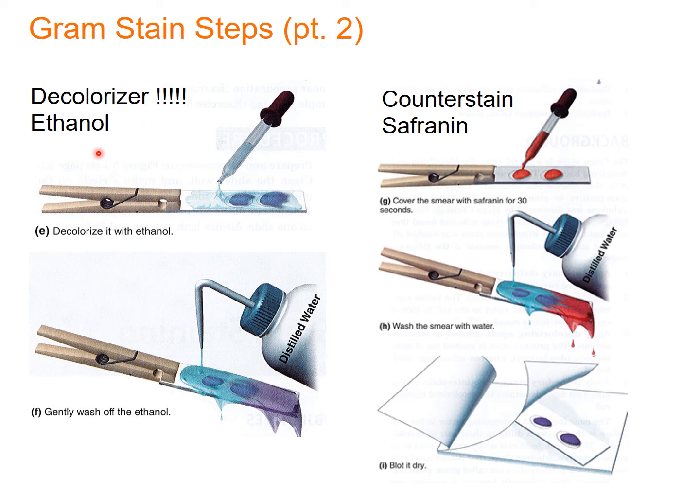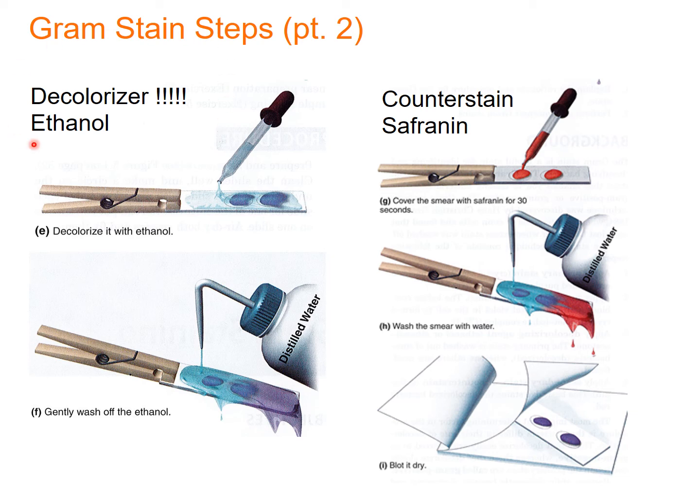Gram-negatives have very little peptidoglycan, so it's pretty easy to wash away that crystal violet, even though it's been cross-linked with iodine. Gram-positive bacteria, on the other hand, have a very thick cell wall, so the iodine is not as efficient at drawing the crystal violet out.